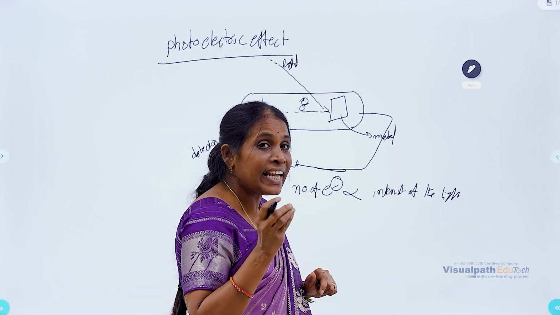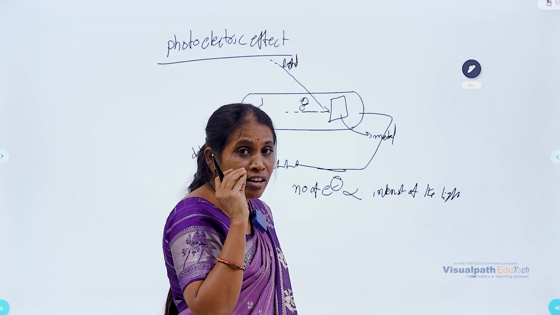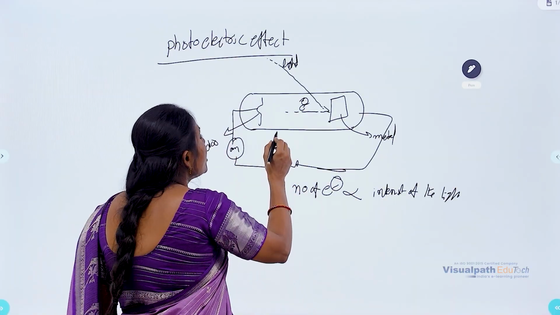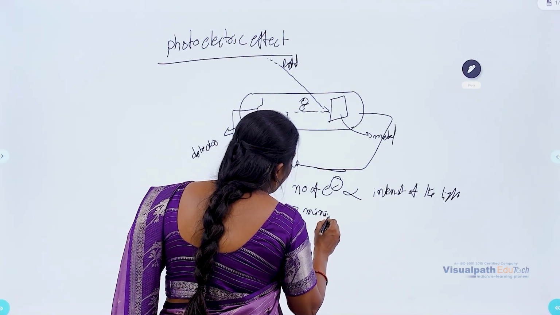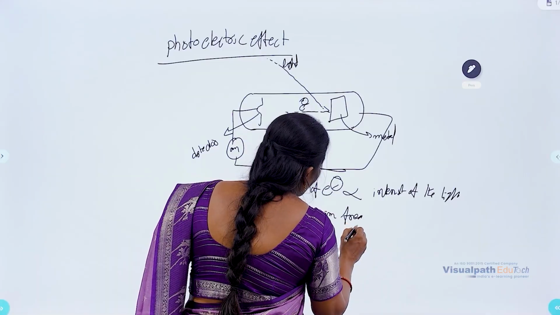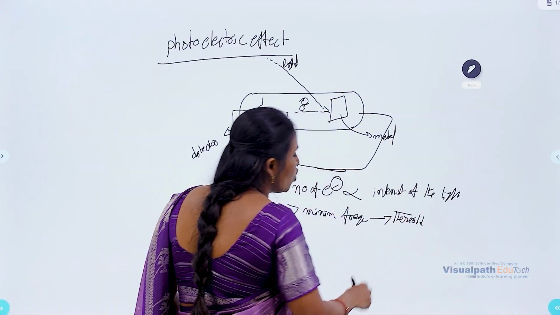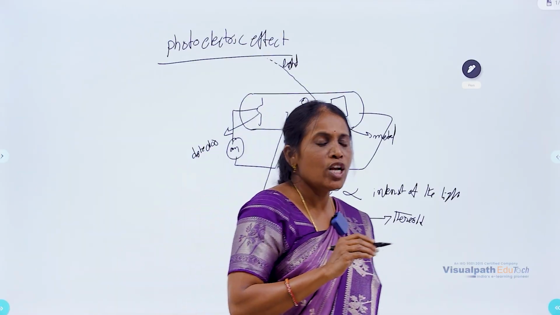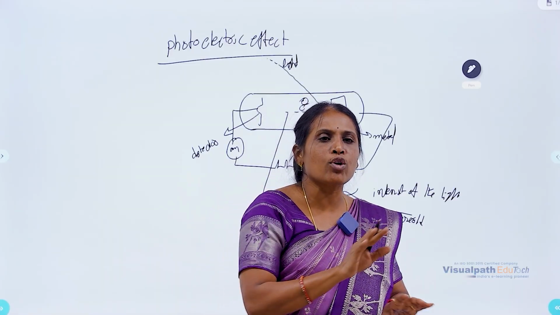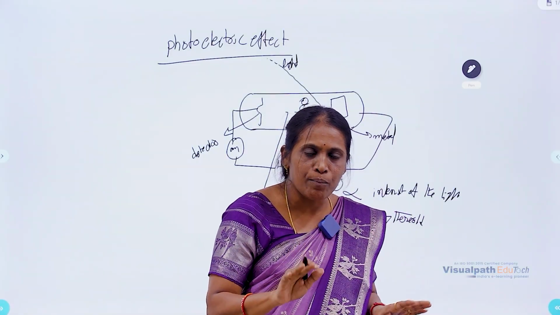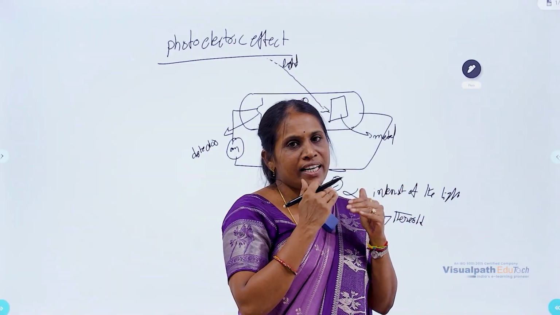The electrons are ejected, released, with some energy. They are with a minimum frequency, and that minimum frequency is known as the threshold frequency. Below the threshold frequency, this photoelectric effect is not possible. Only above the threshold frequency is this photoelectric effect possible.